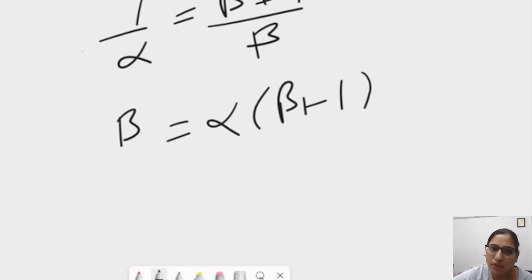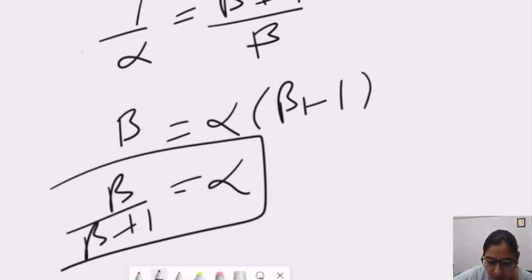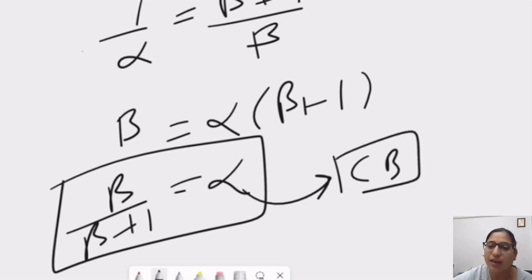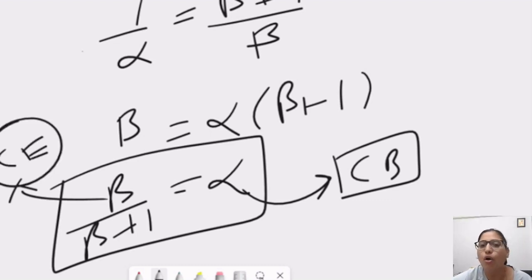Similarly, for the relationship between beta and alpha, beta is alpha times beta plus 1. So alpha is beta upon beta plus 1. So this is the relationship between alpha and beta. Alpha here is the current amplification factor in common base configuration, and beta is the current gain in common emitter configuration. So this is the relationship between beta and alpha of common emitter and common base.